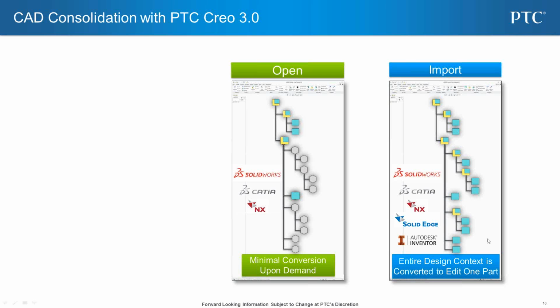So whereas in the import case, I've taken my entire assembly and I've converted everything to a Creo assembly and Creo parts, in the open case, all I've done is actually converted 2 parts, or 1 part and 1 assembly. So I've reduced the overhead that is needed in the conversion process. I've reduced the overhead in managing that amount of data. So I've got much less information to manage, and my IT department is going to be much happier.